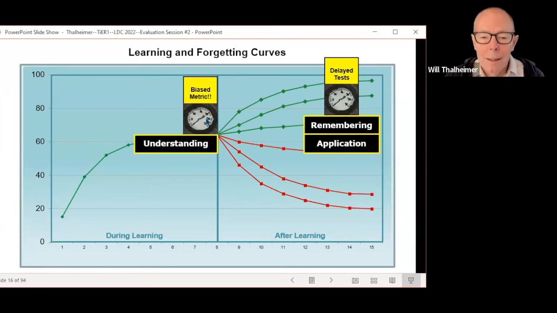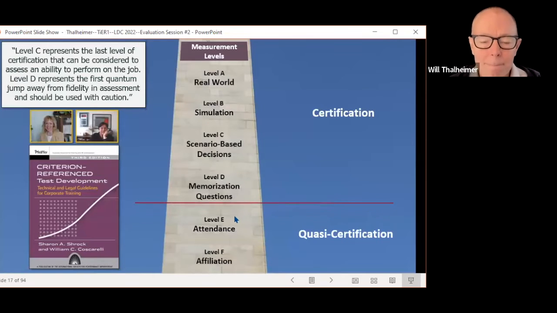We talked about when we measure, if we measure at the end of learning or toward the end of learning, in some way that's a biased metric because people are going to slide down the forgetting curve. We can get hints about remembering and application here, but to really nail it down and know for sure, we need to have some kind of delayed test.